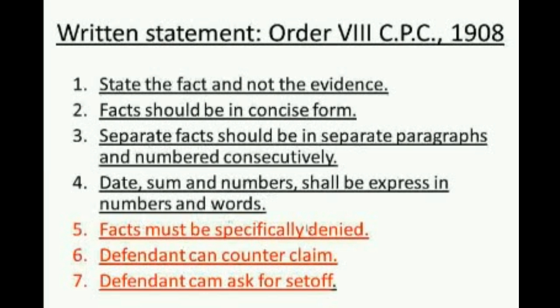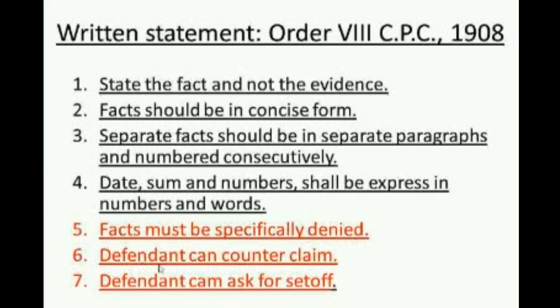Now comes the different thing, that is the fact should be specifically denied. If you are writing a written statement and your client denies any fact, then you have to specifically deny that fact, stating that you do not agree to that fact or that the fact is not true.